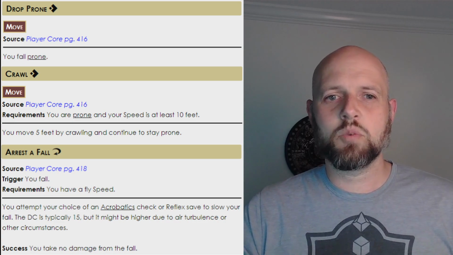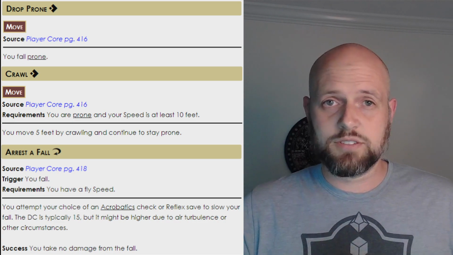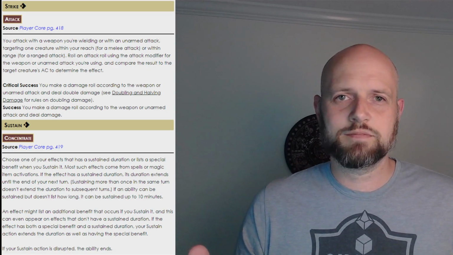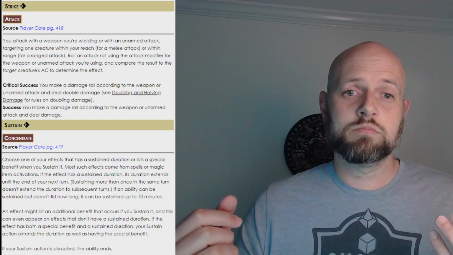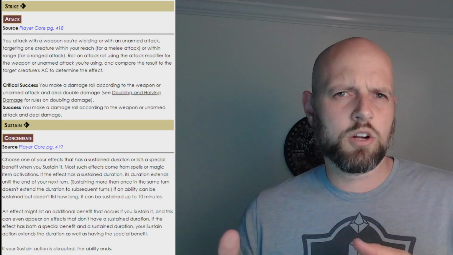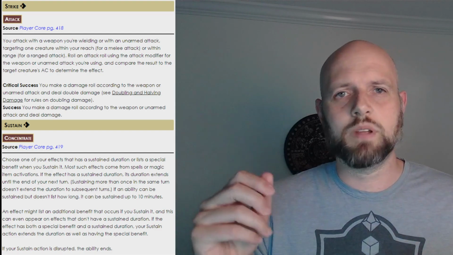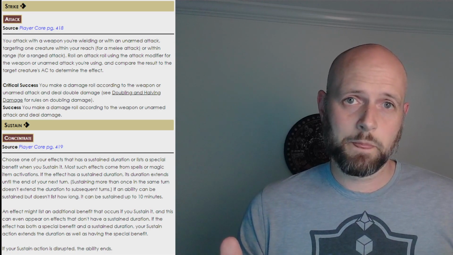Let's get into some more of the offensive-related abilities that use your actions. The first one being the one that most of you are probably curious about, strike. Not surprising, this is 1 action. You attack something. Strike means you're hitting something with a weapon or unarmed attack, and this could be ranged, could be melee, could be thrown, could be all sorts of things. It all falls underneath strike.